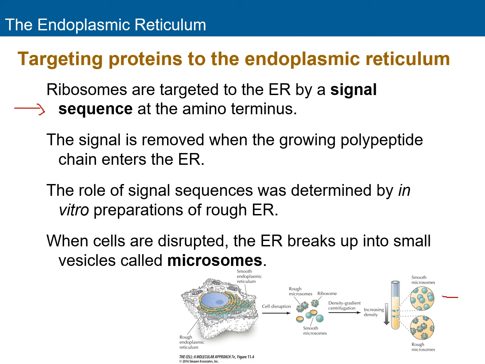Since there are two types of endoplasmic reticulum, they can be separated from each other. They're both very small in size, but the ones which have ribosomes on them are generally heavier than the other ones. So those are collected towards the bottom of the tube, and the smooth ones are a little bit above that. You can separate them from each other and use the rough endoplasmic reticulum for translation of the proteins.